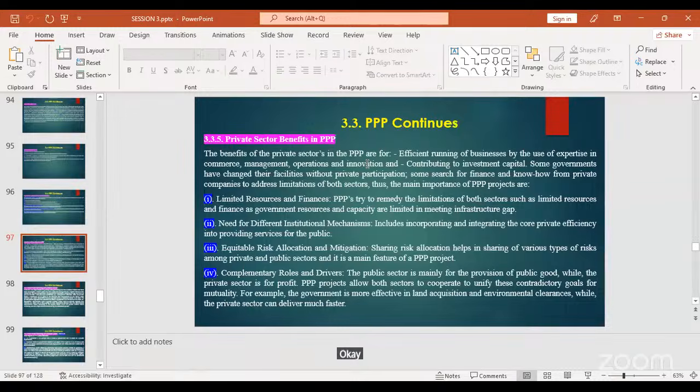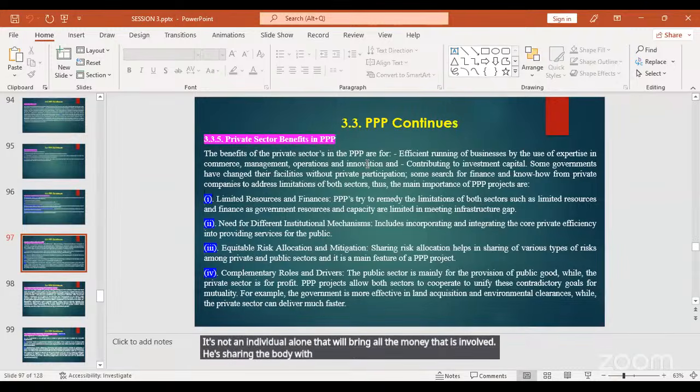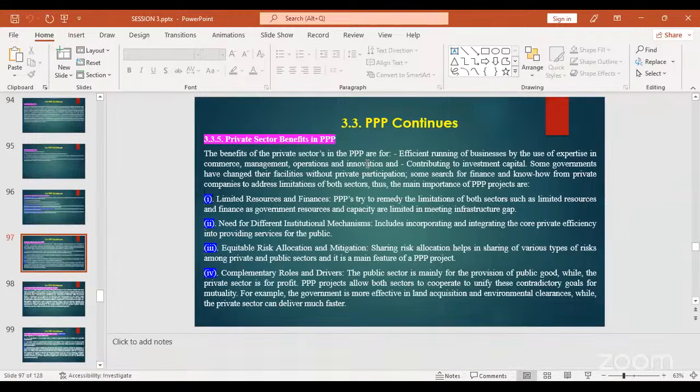So there are benefits, both to the government and to the private persons involved. It's a form of franchise and it's a benefit because it's not an individual alone now that will bring all the money that is involved. It's sharing the burden with what? With the government. So it's helping government in a way to take care of its limitation. And government is also helping in a way too, because government is also shouldering responsibility.